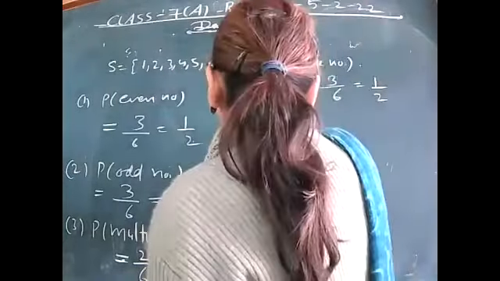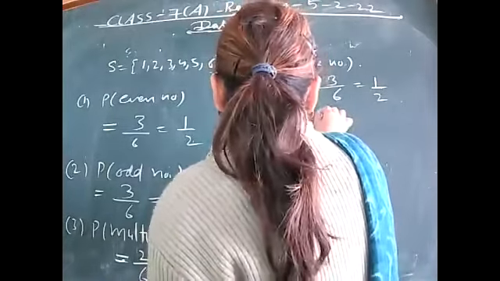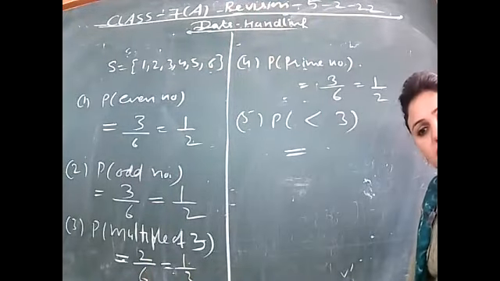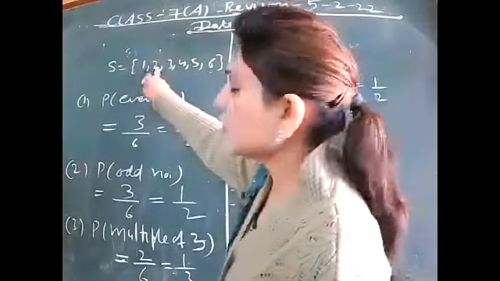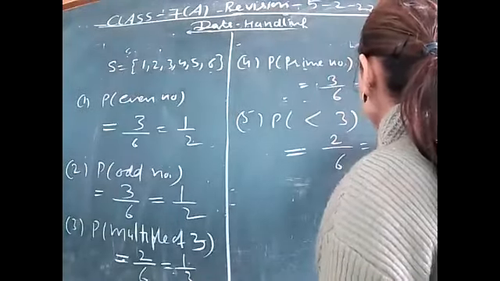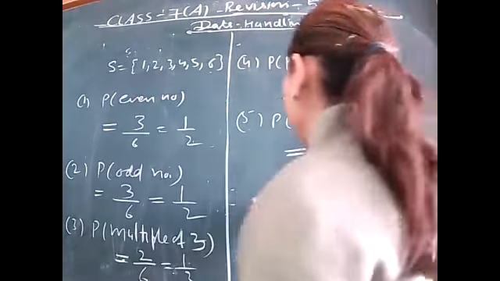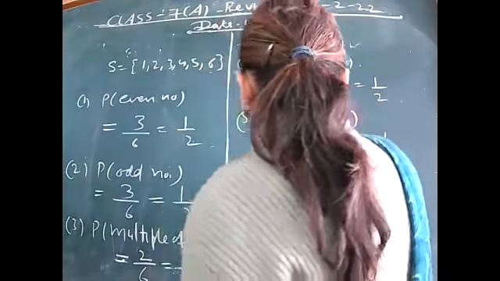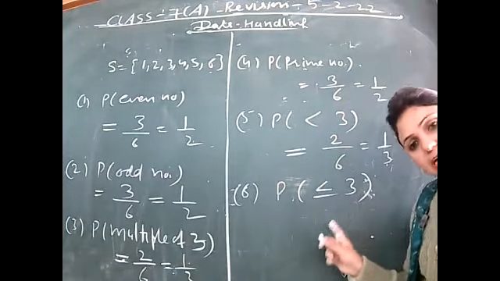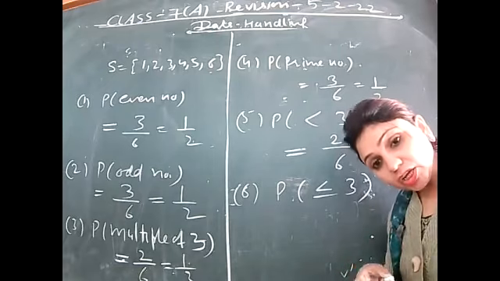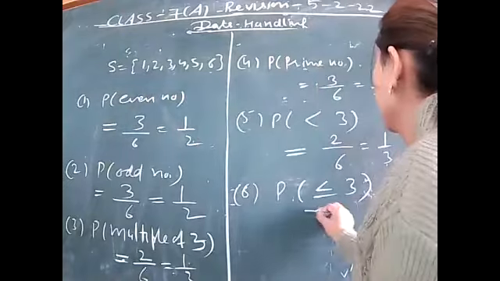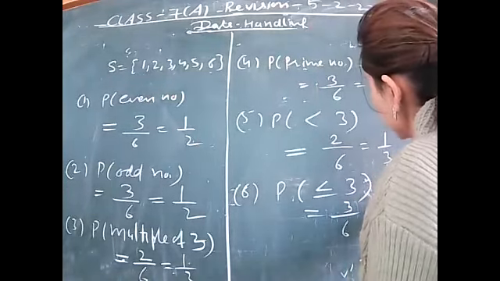Next. Probability of getting a number less than 3. 3 से छोटे कौन से number हैं? Only 1 and 2, 2 numbers. So favorable 2 to total 6. 1 upon 3. Probability of getting a number less than equal to 3. When I am saying less than equal to 3, that means less than 3 along with 3 they are to be considered. So that means 1, 2, 3. Favorable 3, total 6. This is 1 upon 2.